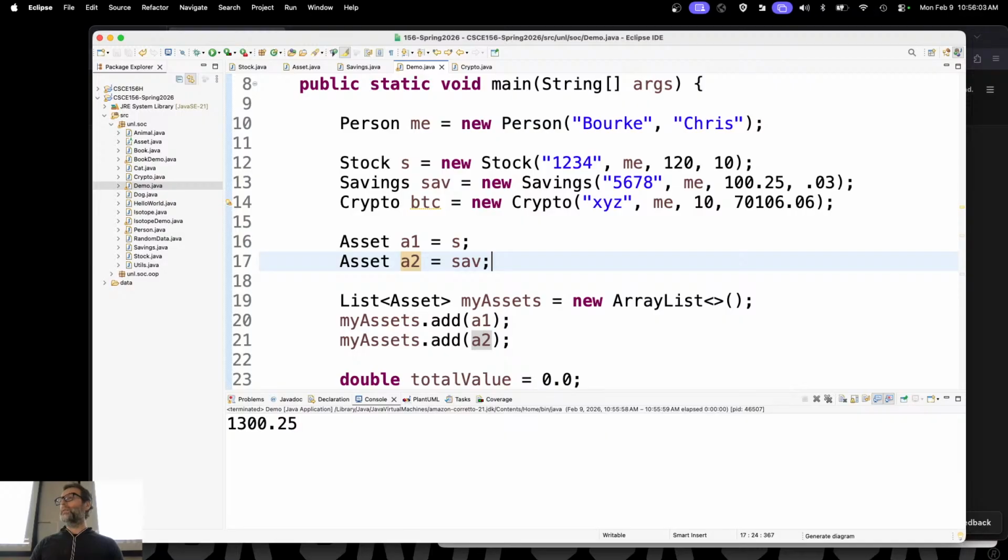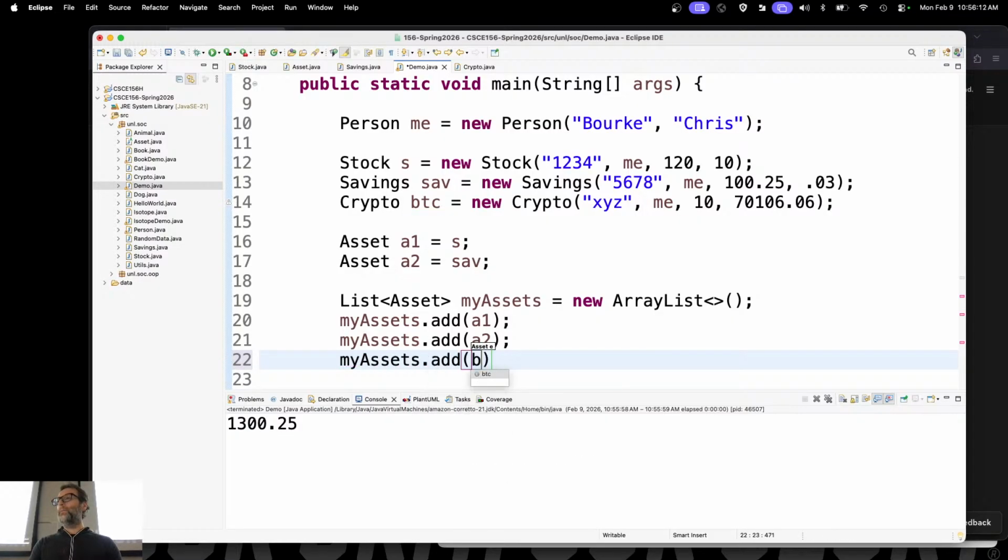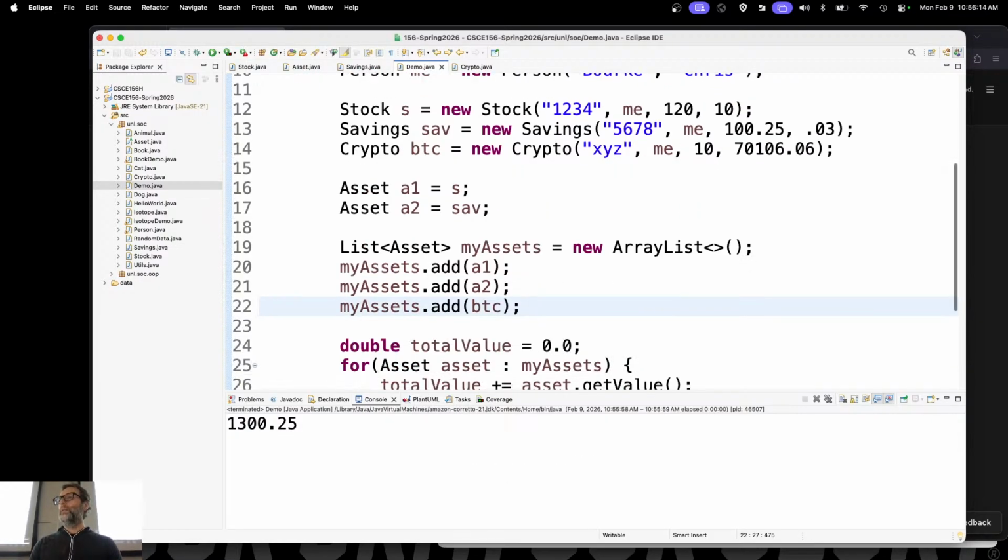Actually, I'll show you here that you don't have to necessarily treat it like an asset on lines 16 and 17. You can just go ahead and add it. myAssets.add(BTC). Okay. And now I should be worth about $700,000. Yay. Much better, right? Okay.